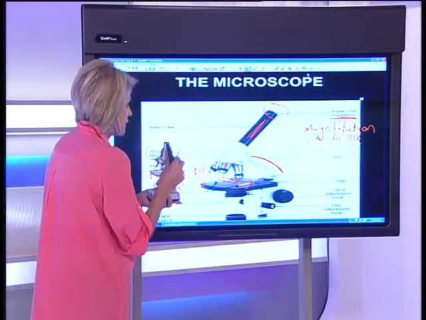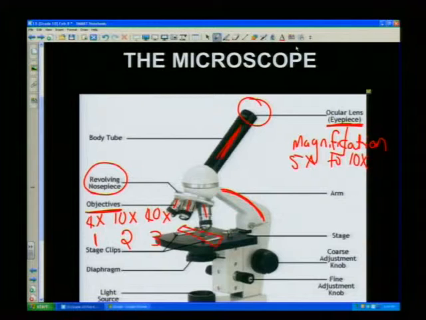So there you're going to focus. Its main function is to focus. And then when you want to focus extra carefully, you will then use the fine adjustment knob, which is sort of further forward. Now, the diaphragm's job is to allow light in.